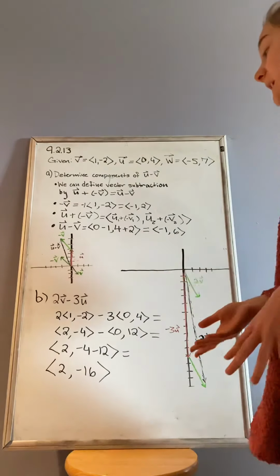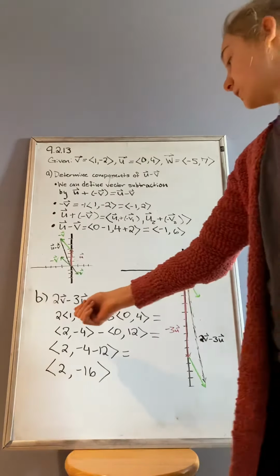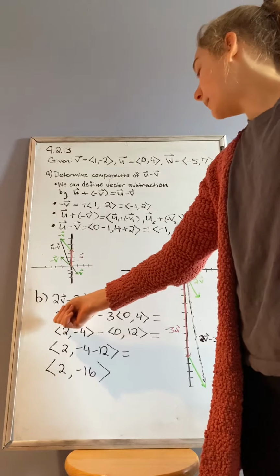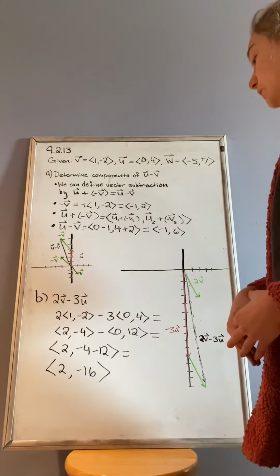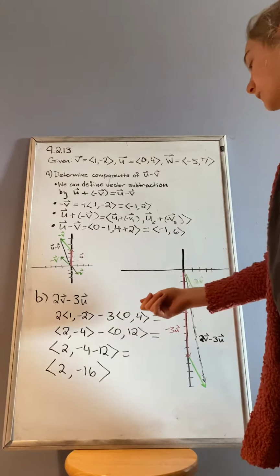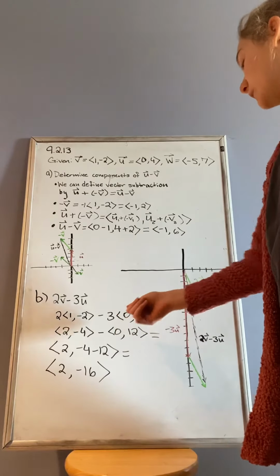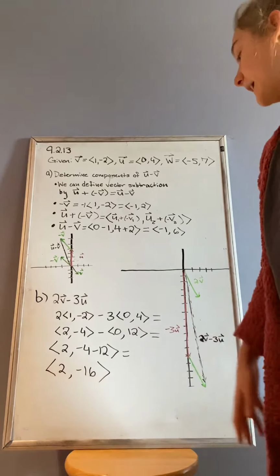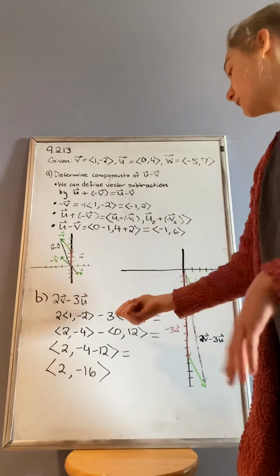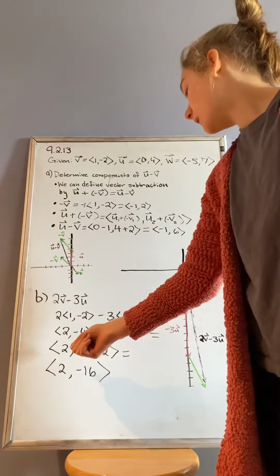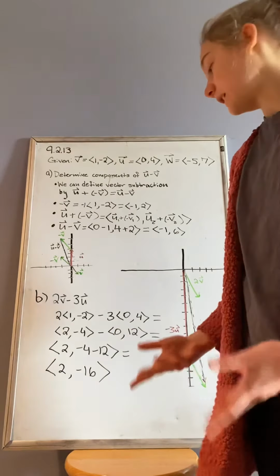All right, so now part B says to find 2v minus 3u. So again, we're just going to multiply the 2 out across vector v, and we get 2, -4. And then we're going to do 3 multiplied out across our vector u. And so we get 0, and then 3 times 4 is 12. So now we're just going to add them together, or add the negative of u. So we're doing 2 minus 0 is 2, -4 minus 12 is -16.